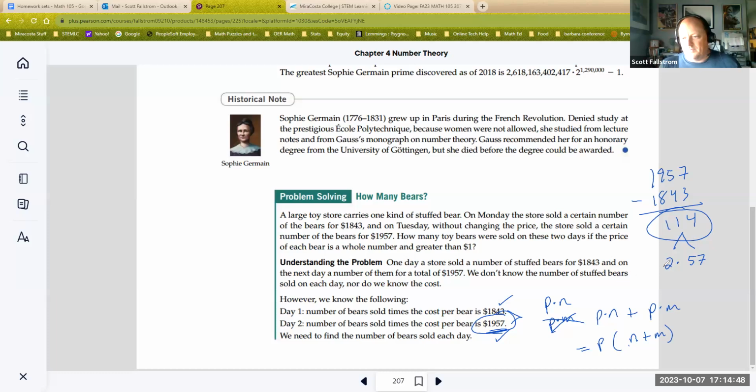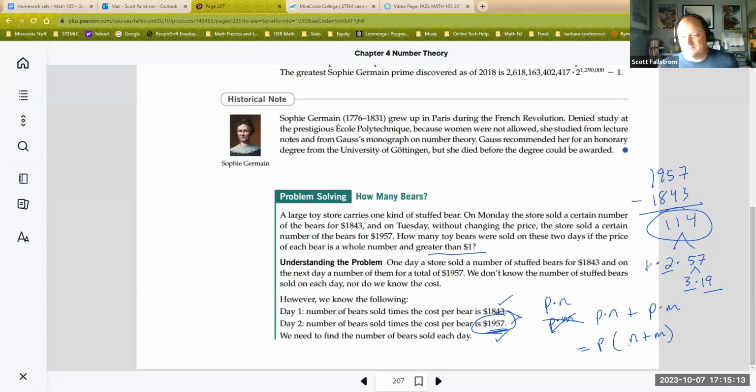But 57 is what? 5 times 7 is 12, so 3 goes in. 3 goes in, and 3 times 19? Yeah. So now what I can tell you is it says the price of each bear is a whole number and it's greater than $1. So either they sold the bears for $2, $3, $19, or if you wanted to go all the way to the other end, $1.